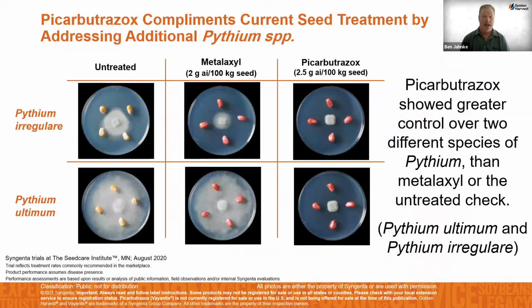This is another great visual noting two common Pythium species compared to an untreated check, the active ingredient metalaxyl, and the active ingredient picarbutrazox. Picarbutrazox showed greater control over two Pythium species compared to the untreated check.